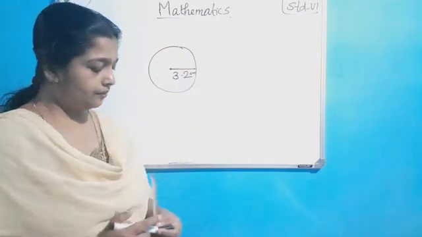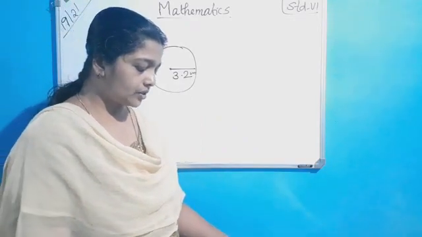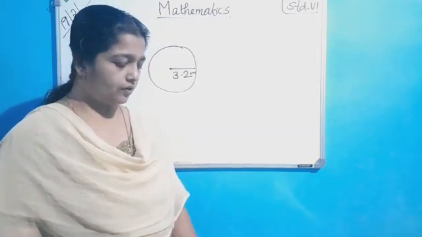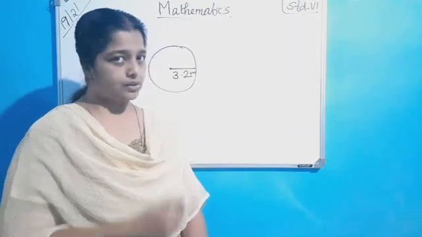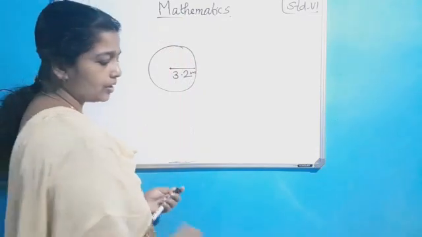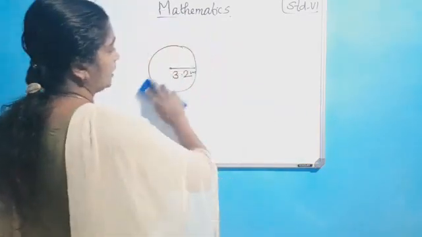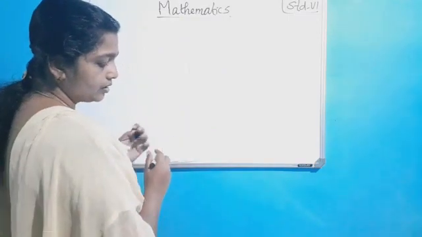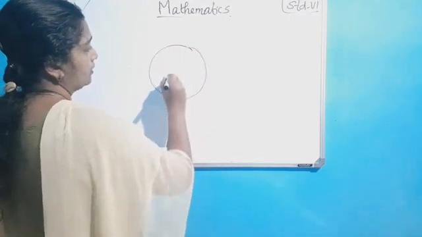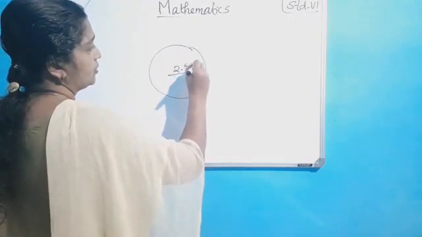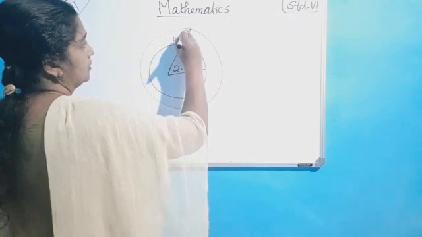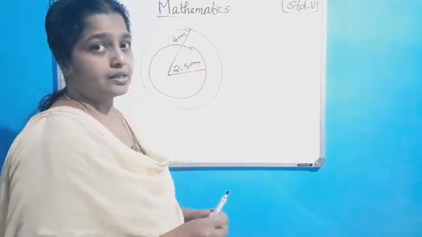Clear? Next question. With the same center O, draw two circles of radii 4 centimeter and 2.5 centimeter. First of all we construct a 4 centimeter circle using the compass. Then again take the measurement 2.5 from the scale and draw that circle. Clear? So this is 2.5 centimeter, and again the 4 centimeter circle. That is the second question.